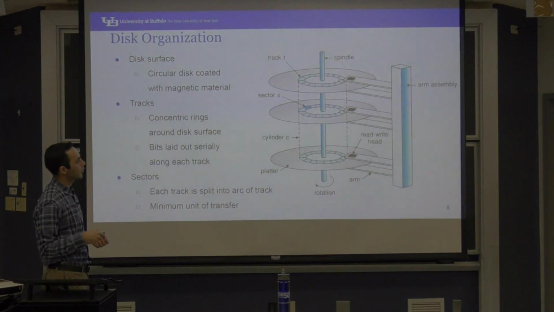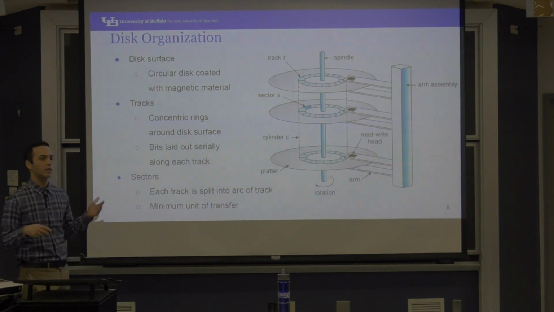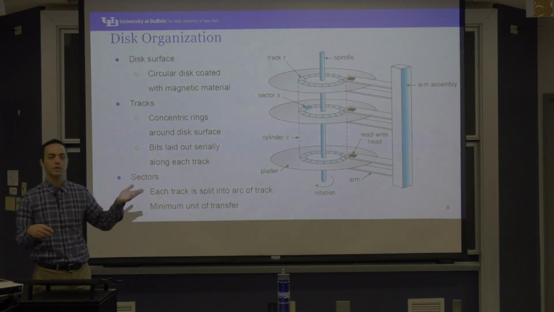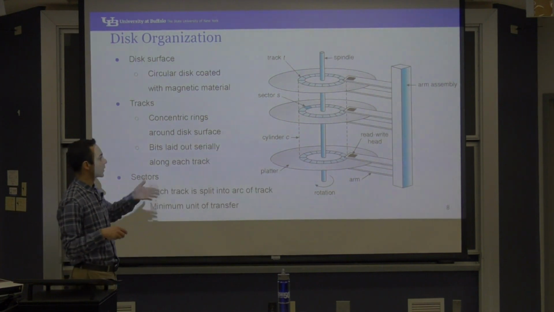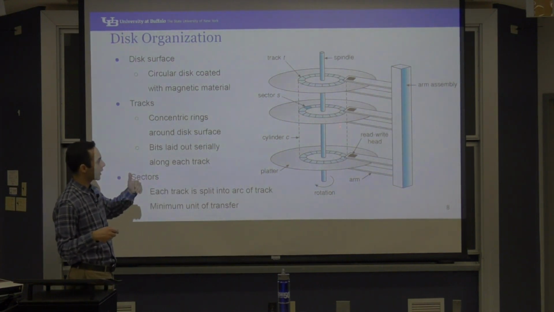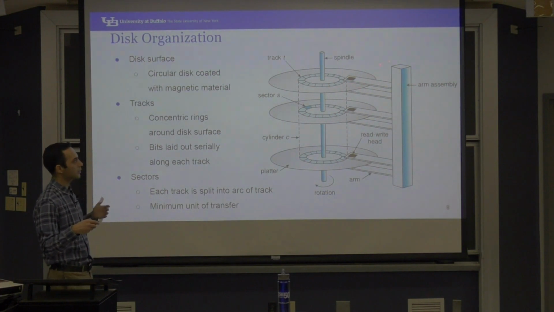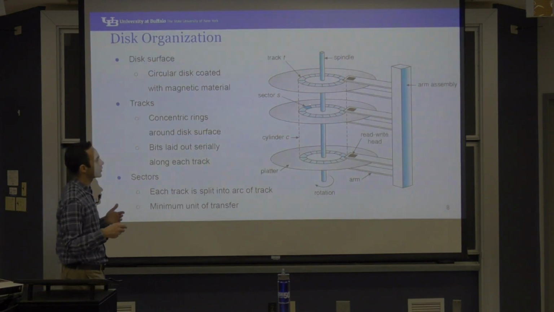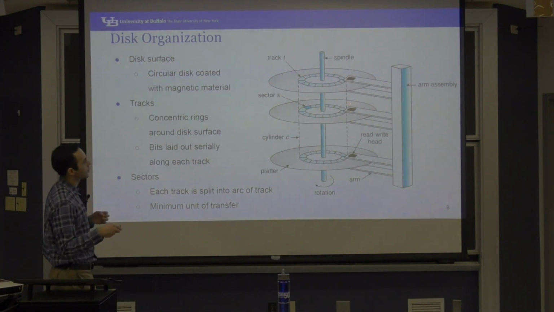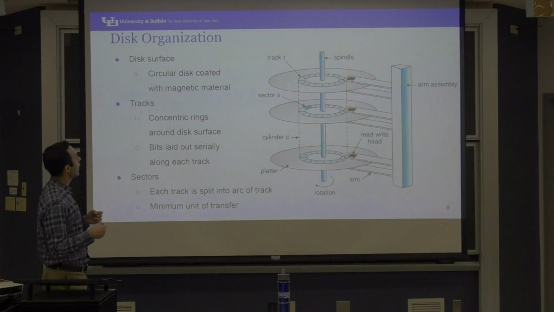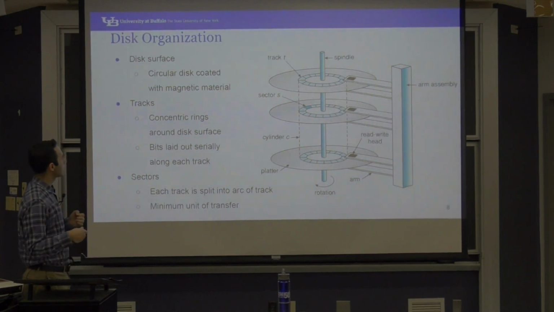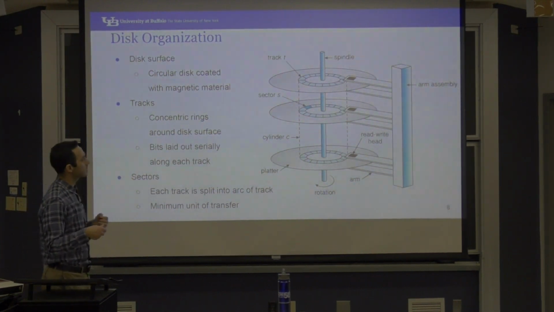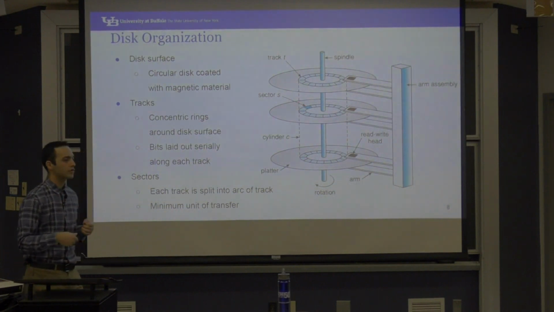And so if you want to address a sector, that sector has an address. It resides on a track and a cylinder. So the cylinder defines which one of these circles, and the track points to which one of these platters. And so basically the sectors are the minimum unit of transfer.